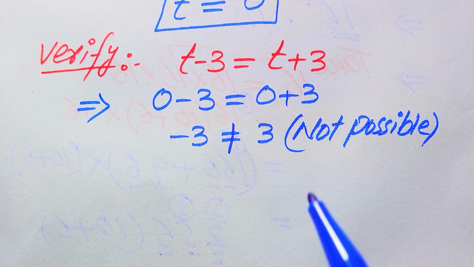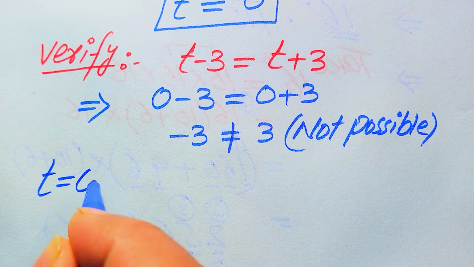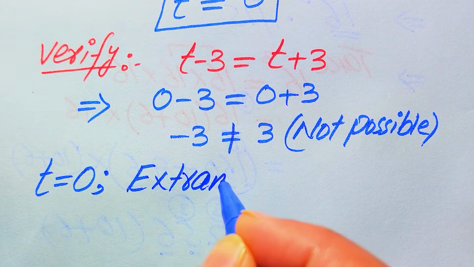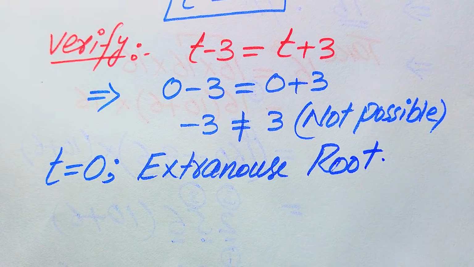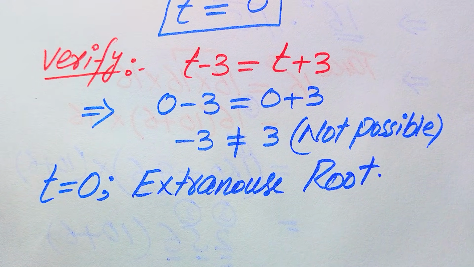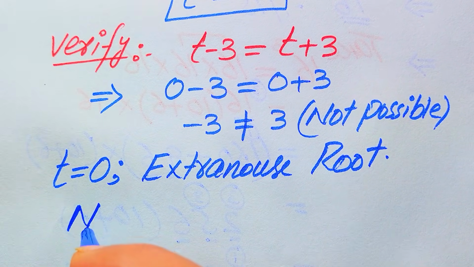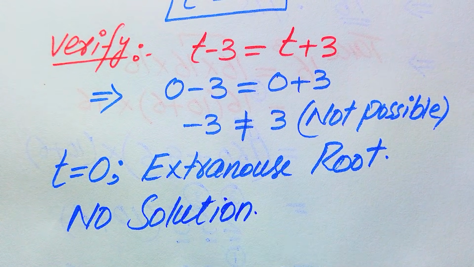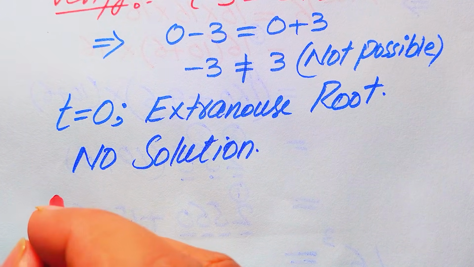So it means that the value t equals 0 does not satisfy our given question statement, and we call t equals 0 the extraneous root of the given equation. This is the extraneous root because it does not satisfy our given question statement. And finally, you see we cannot get any other value of t which satisfies our given question statement. So we conclude that this question has no solution in general. Okay, so this is our final answer which we get from the first method.